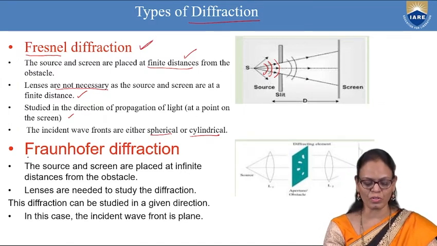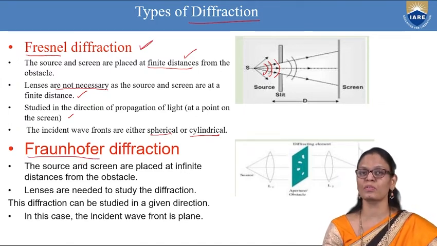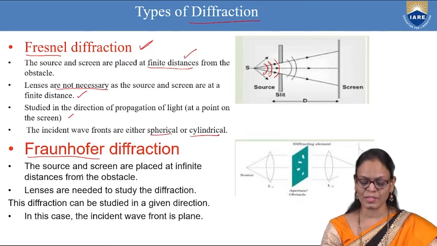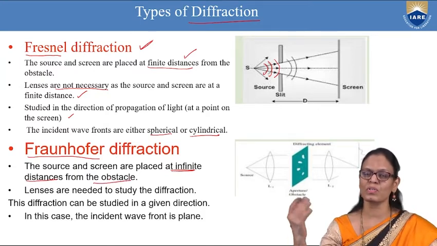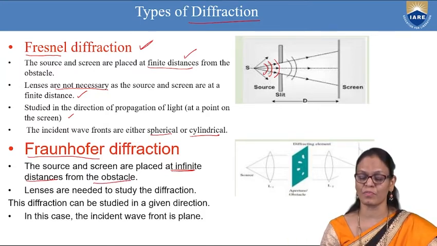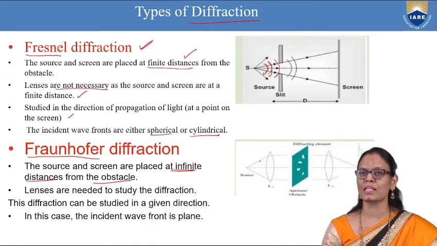Now, coming to Fraunhofer diffraction. What is Fraunhofer diffraction? The source and screen are at infinite distances from the obstacle. Suppose the source is at infinite distance from the obstacle, then we use lenses. You see here, this is a lens, which we are keeping for the light.